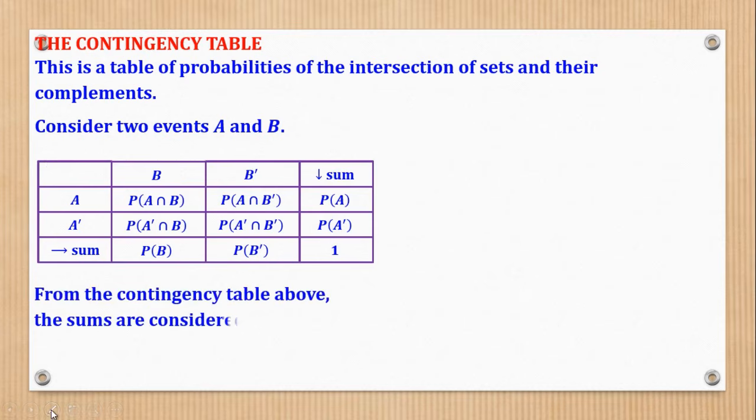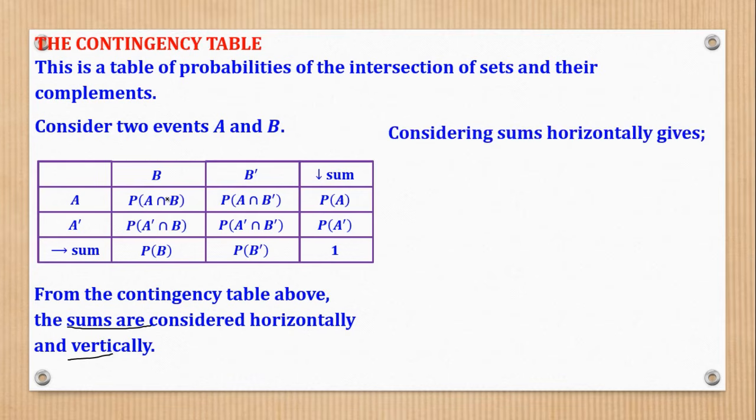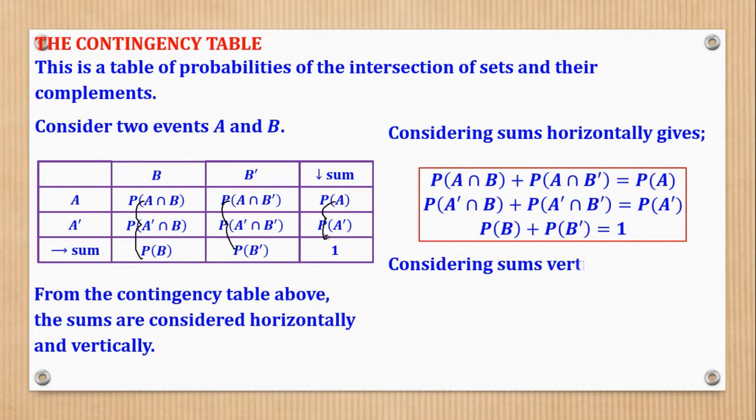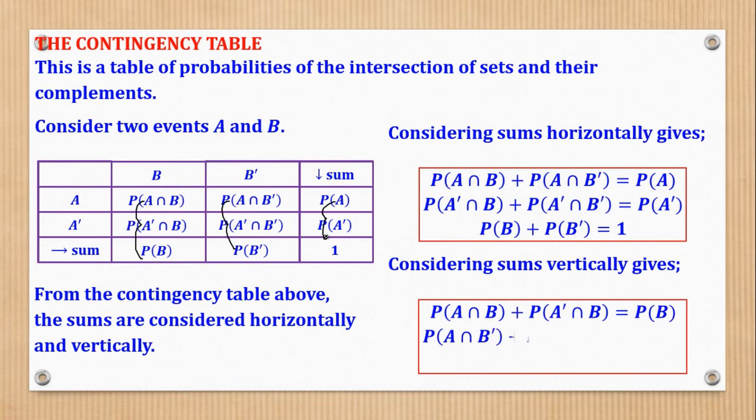So how does this contingency table work? This contingency table will consider sums horizontally and vertically. So let's first consider sums horizontally. Horizontally means this plus this gives you this, and this plus this gives you this, and this plus this gives you that. Therefore, you shall come up with those sets of identities. That is horizontally. Then vertically, this plus this is equal to this, this plus this is equal to this, and this plus this is equal to this, and that will give you those identities. So that is how a contingency table is used.